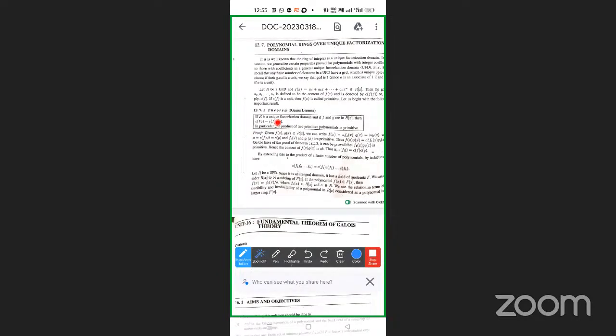Next, Gauss lemma. If R is a unique factorization domain and if f and g are in R of x, then C of f into g is equal to C of f into C of g. So C is nothing but the content of the polynomial. So in particular, the product of two primitive polynomials is primitive. This theorem is already completed. The product of two primitive polynomials is again a primitive polynomial, and we can take content on both sides. It will also give C of f into g is equal to C of f into C of g. So this is Gauss lemma.